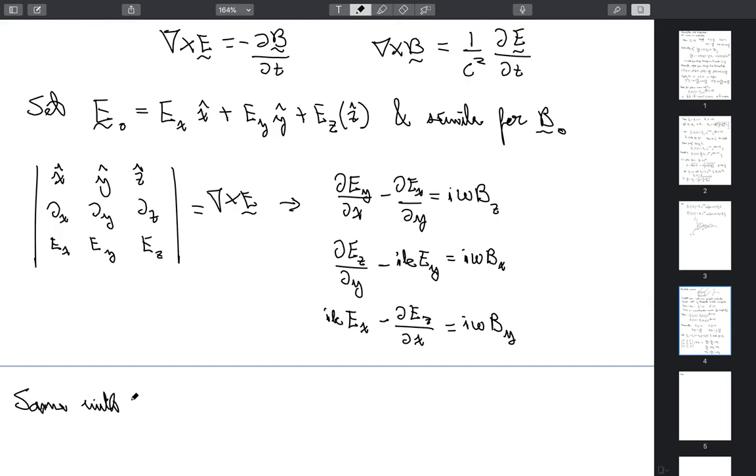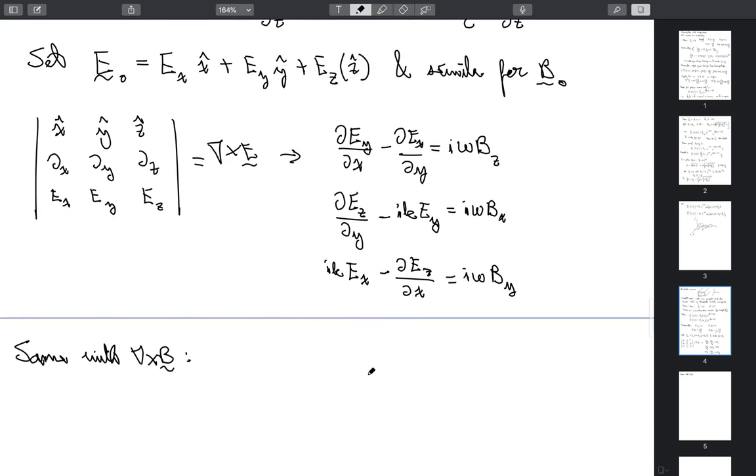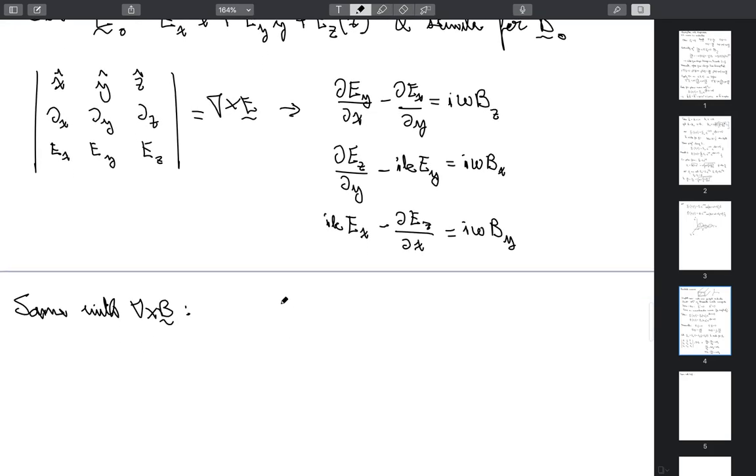Similarly, if I do the same with the curl of B, I get three more equations for the derivatives. Let's just write them down. Once again, if I take the z component, it's the same equation, but with E replaced by B, and then a minus sign with 1 over c squared on this side. So I get dBy/dx minus dBx/dy is equal to minus i omega over c squared Ez.